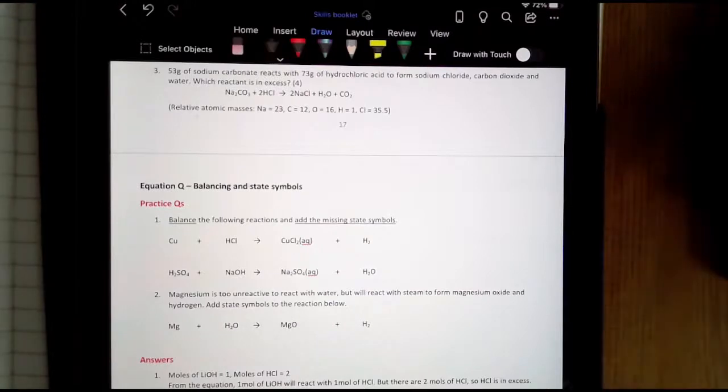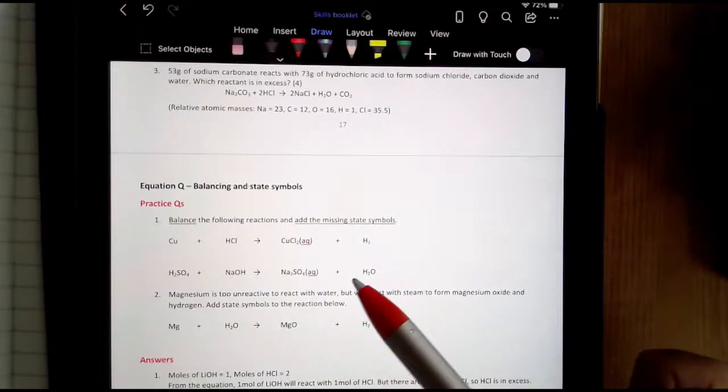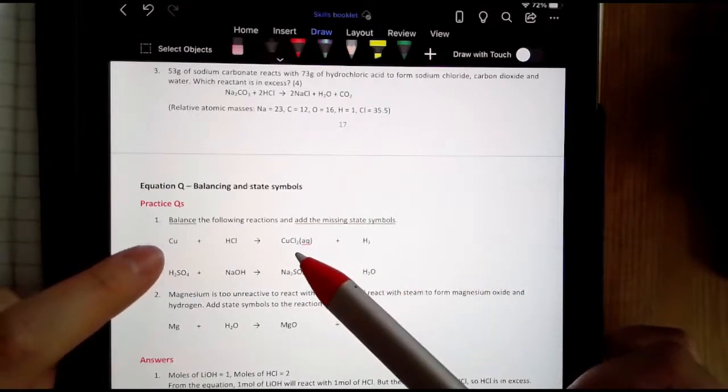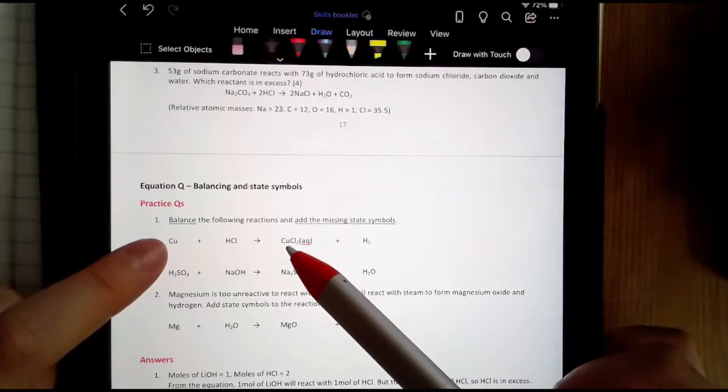So you're asked to balance and to include the missing state symbol, so kind of a combination of what we've done in the last 2 weeks. So I'm going to start by balancing. First thing I'm going to look at is copper. I've got 1 copper on the left and I've got 1 copper on the right, so that's balanced.